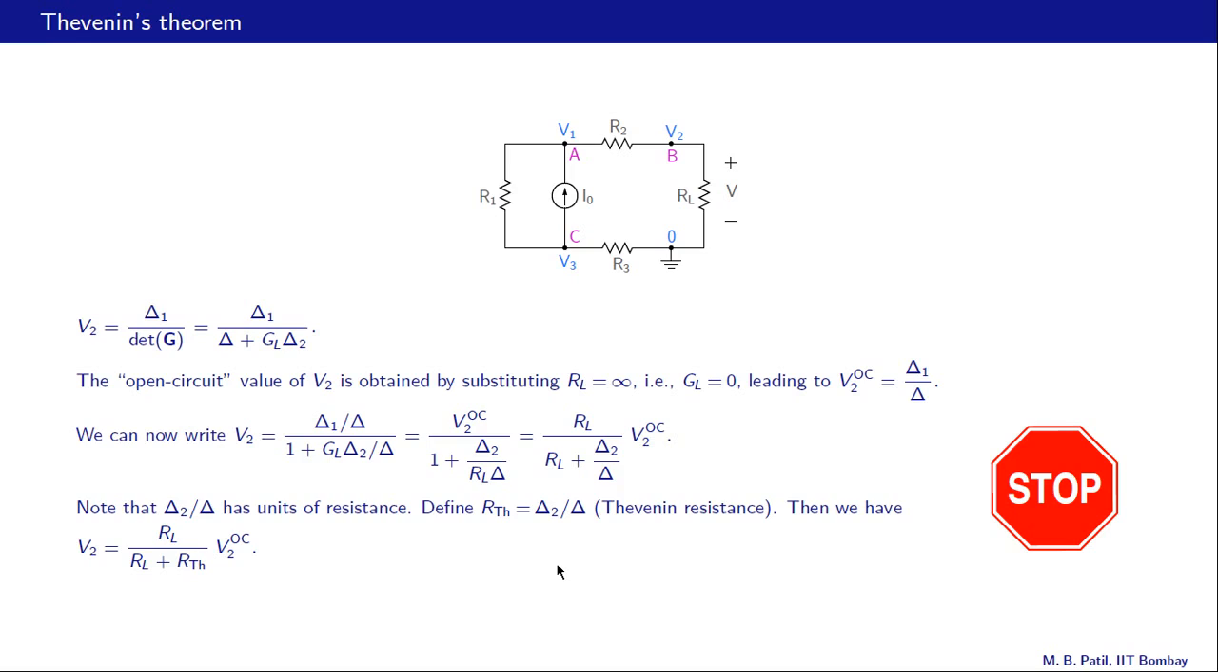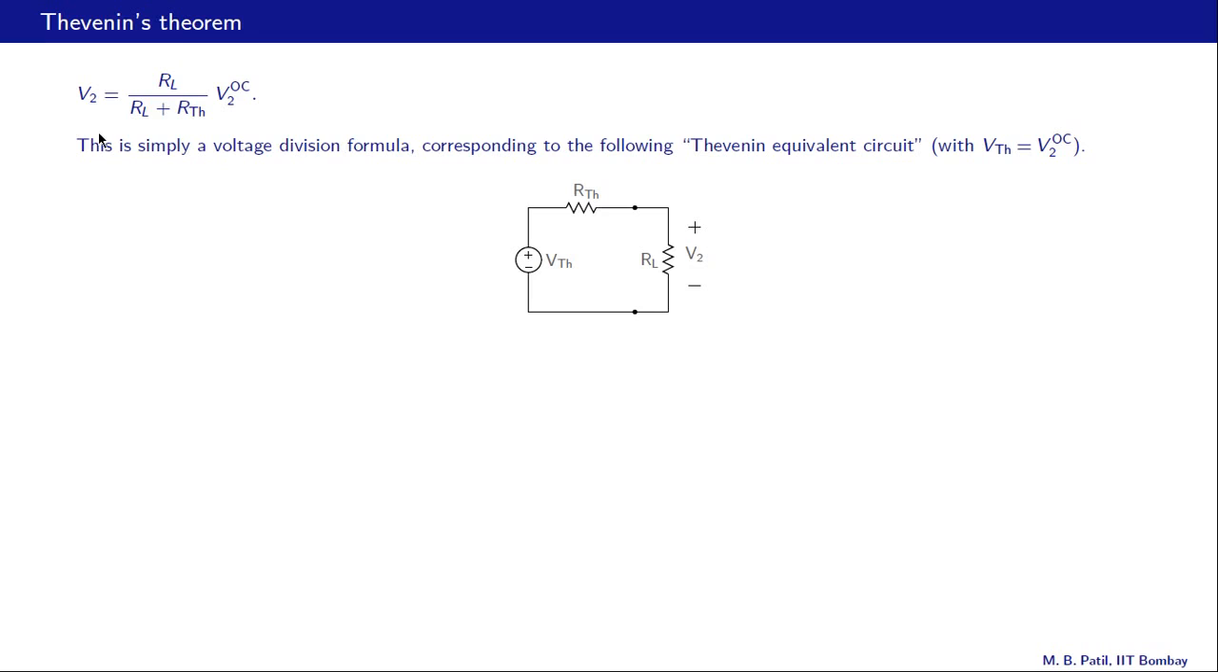Oh, the stop sign has come, and why is it there? That means there is some unfinished business, and that is this delta 2 by delta. You need to really go back and check that it has units of resistance. So do that, stop the video here, and when you complete this assignment, start again with the video.